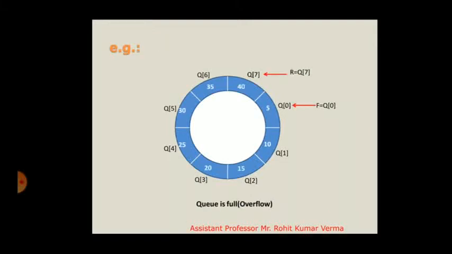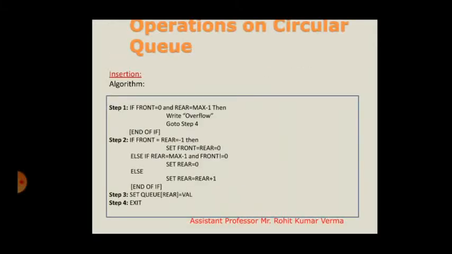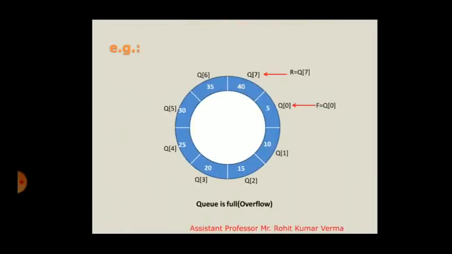Now second thing, suppose our rear is equal to max minus 1 but our front is not equal to 0. What is the second part? Our rear is at the last location but our front is not at the first location. In that case, we are making our rear pointer at 0th position. How? You can see in this image.